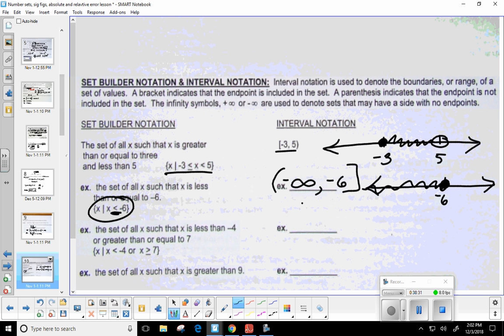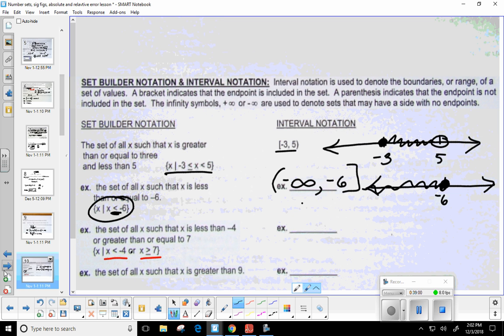Okay. Now this one, the set of all x such that x is less than -4 or greater than or equal to 7. So what does "or" mean? Union. That's the union. Sometimes you'll have to create an interval notation where you have two intervals and you'll just connect them using the union. So basically you want to look at each one of these individually. x is less than -4 or x is greater than or equal to 7.